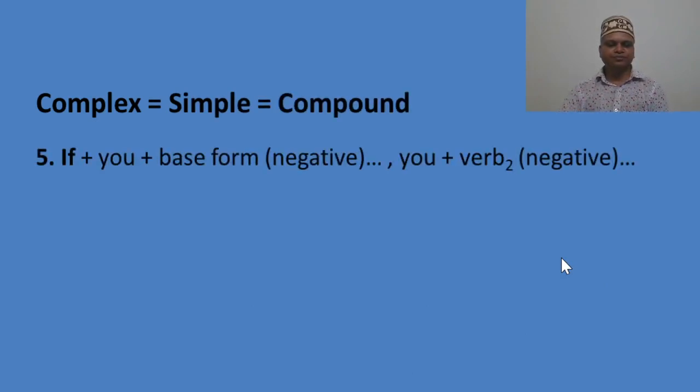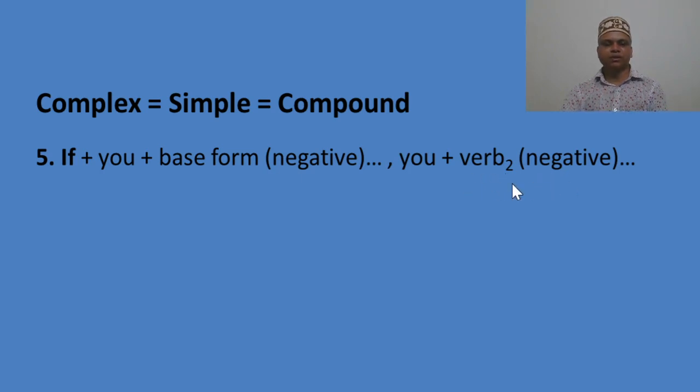Now the fifth rule, it is a conditional sentence. The sentence begins with if. So if follows you, second person, and the second person follows the base form, negative, and the principal clause is in negative, that is the verb of the principal clause is in negative. Look at the clauses. In the if clause, the verb is in base form and will be in negative. In the independent clause, the verb will be in negative.